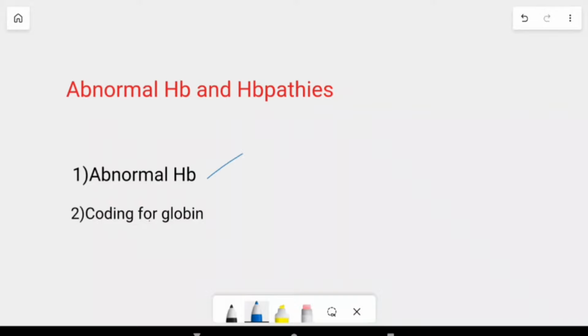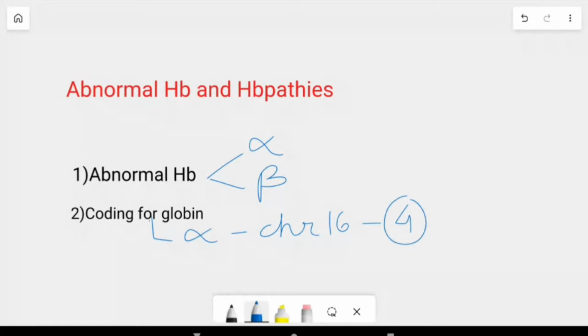Now, we know there are two forms of globins present in hemoglobin, alpha and beta. So, what genes code for alpha and beta? Alpha is coded by chromosome 16. Each chromosome 16 has two genes present on it which code for alpha. And we know we have two chromosome 16s, hence 2 into 2 makes it 4 genes which code for alpha.